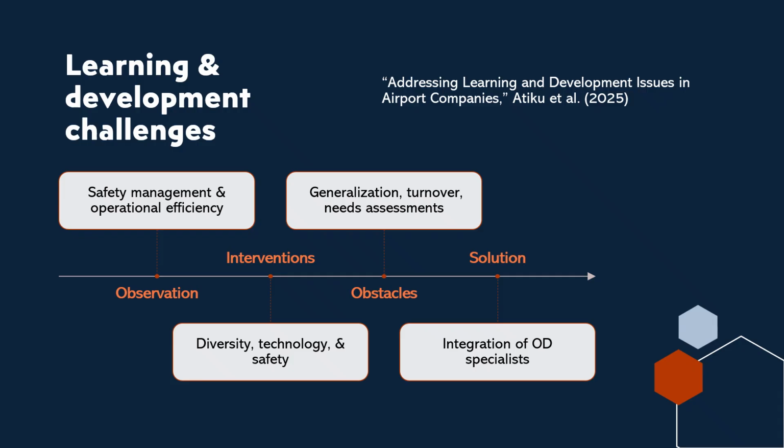3 obstacles, however, stand in the path of workforce development, including a lack of occupational specialization, unstable leadership or management turnover, and an absence of needs assessments. All 3 factors are applicable to the fictional staff featured at the heart of this proposal. Atiku et al. conclude that the most viable way of solving most of these problems is through the integration of organizational development specialists with the airport's full-time management staff.